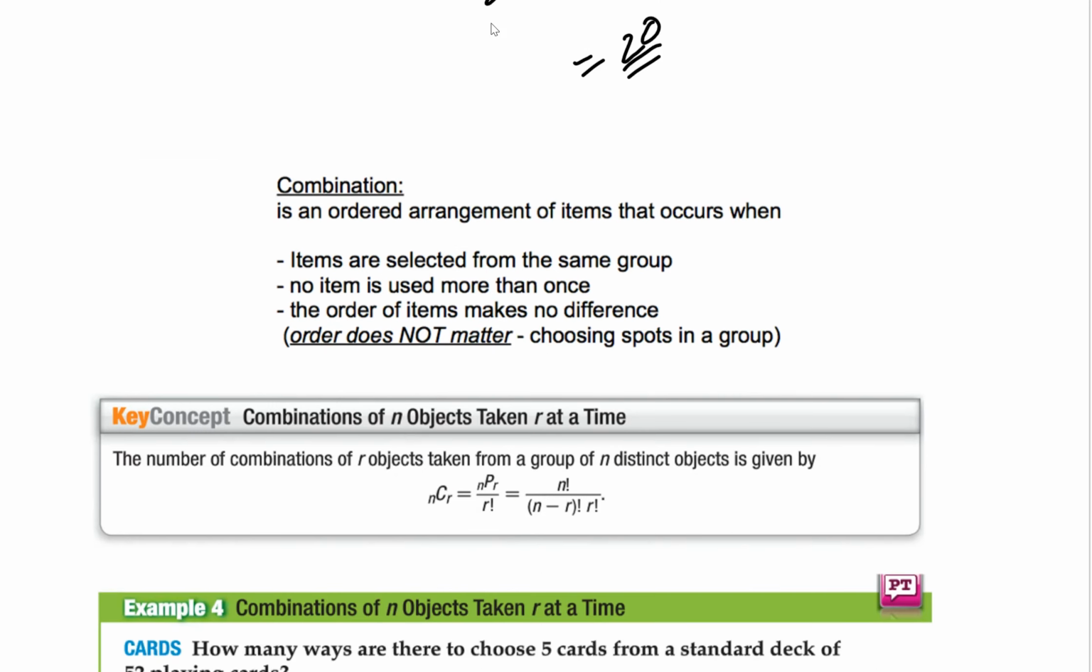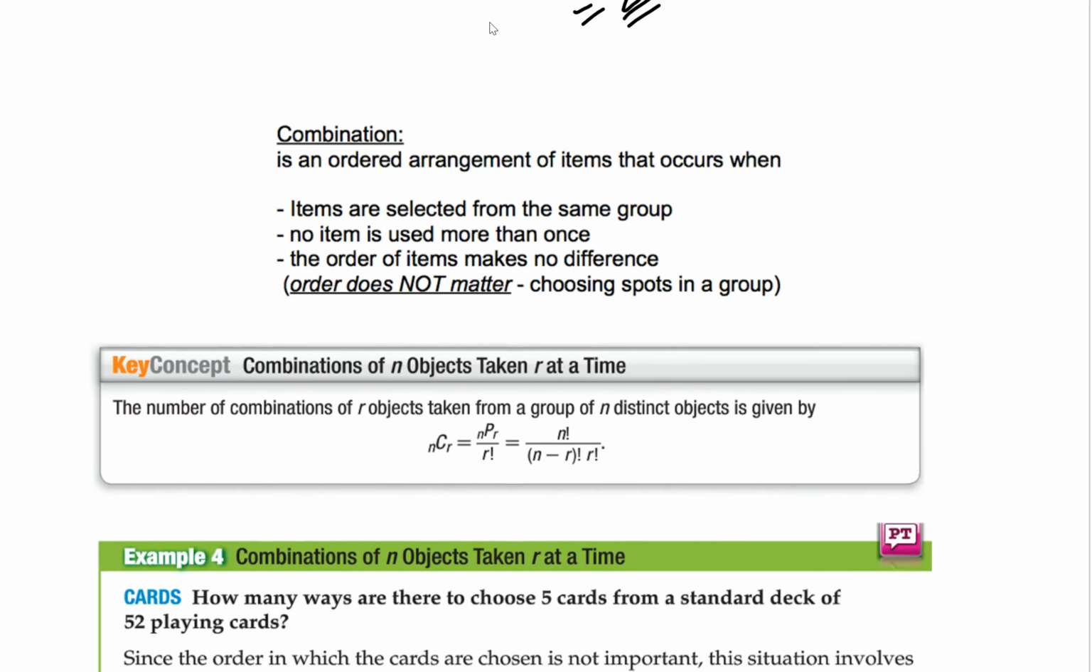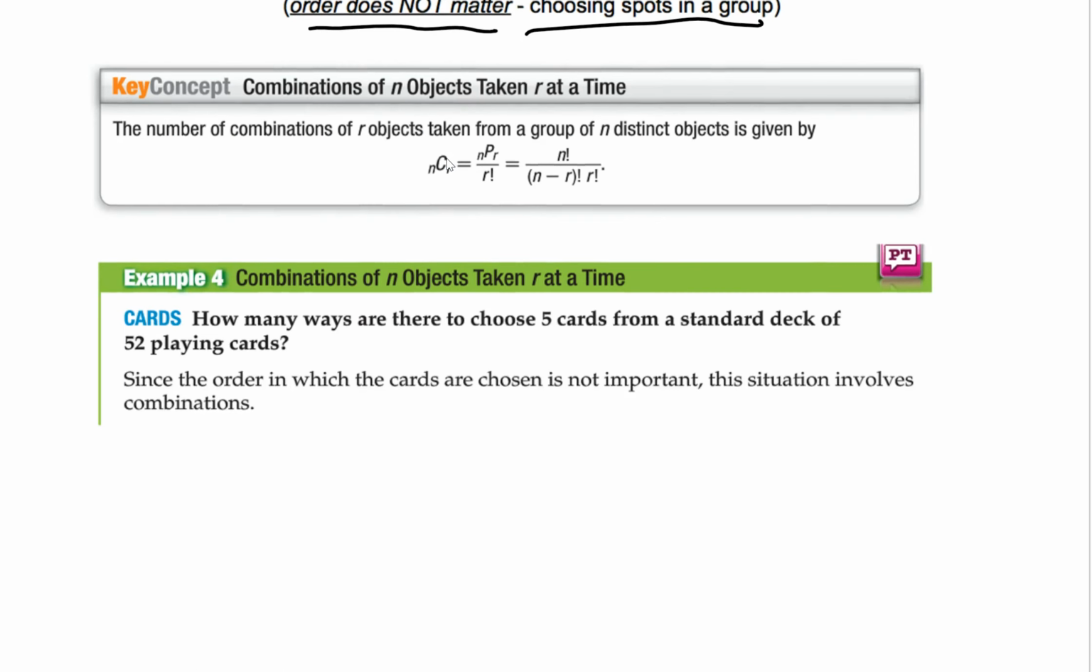But before we do that, let's go to combination. So combination is the same idea, but it's where order does not matter. Again, the best I can think of is choosing spots in a group. So if it doesn't matter who gets picked first, second, or third, then it's combination. So the formula for that is nCr. As you see right here, we've used this formula before.